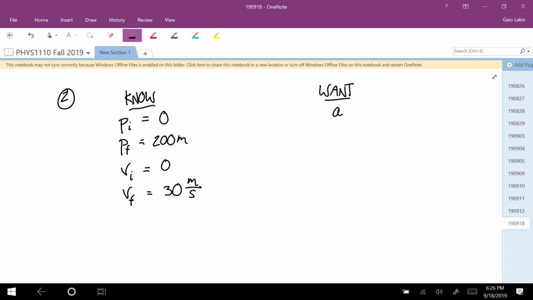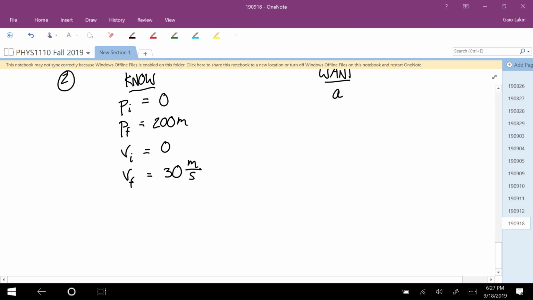And so our last chance to have one that works says 2 times A, so it has the variable we're looking for, times the quantity P final minus P initial, so we're still in business, is equal to V final squared minus V initial squared. So that one works. Okay. So the one that we're going to use says 2A times the quantity P final minus P initial is equal to V final squared minus V initial squared.